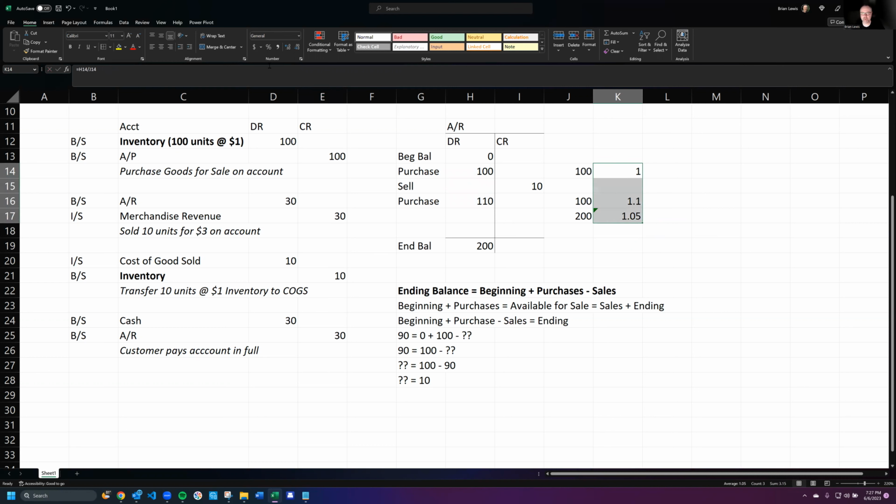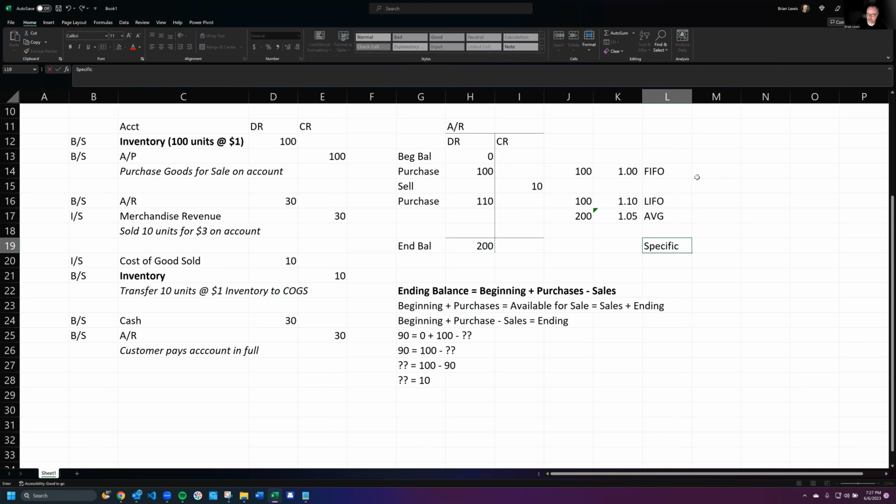So the question is, well, what do I use when I do my allocation to cost of goods sold? Do I use the $1? Do I use the 110, or do I use the 105? And this is where it all depends on whether you do a first in, first out type of deal, or a last in, first out type of deal, or you do an average type of deal. And there's one other, which is called specific identification. And it all is a matter of when you're looking at this.